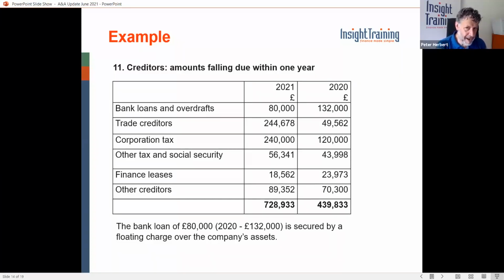Remember as well, if there were amounts falling due in more than five years, they will also need to be specifically disclosed within the creditors note.